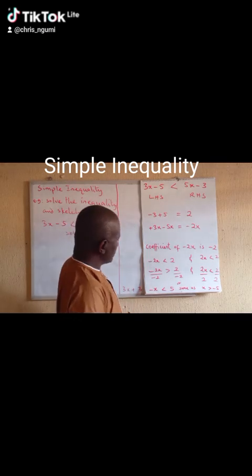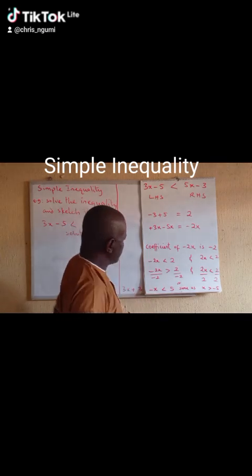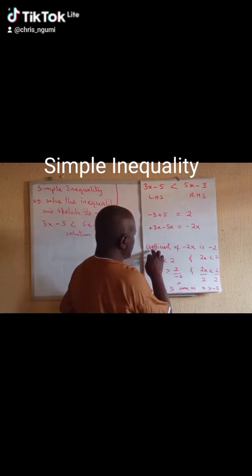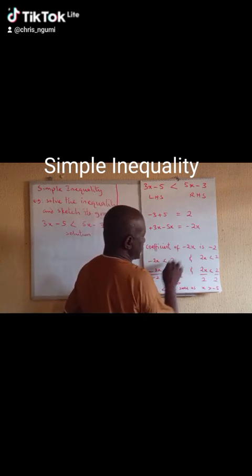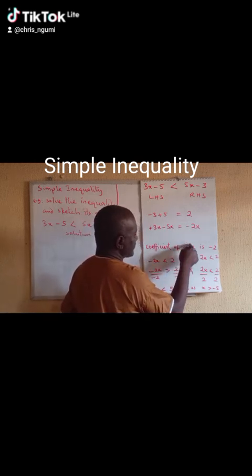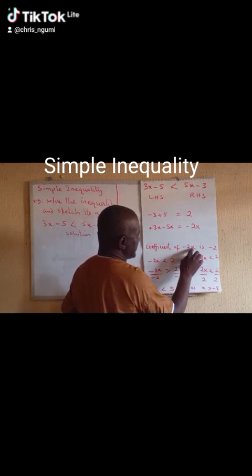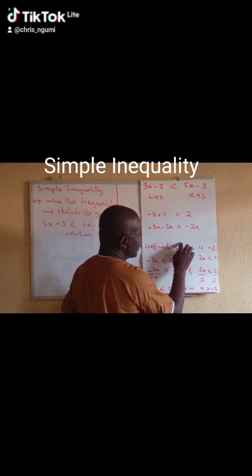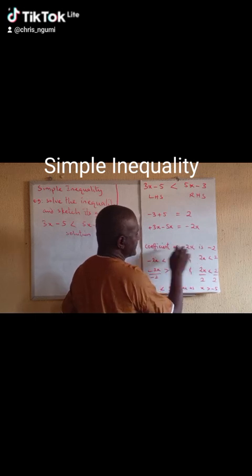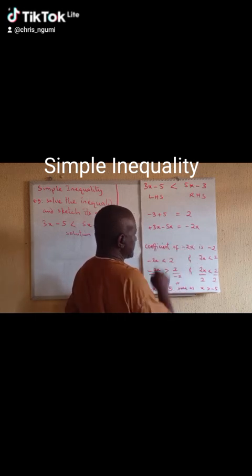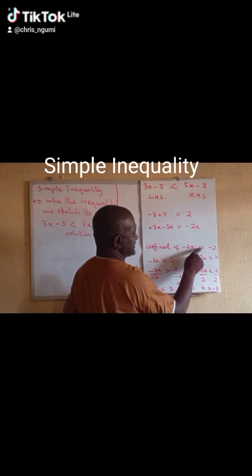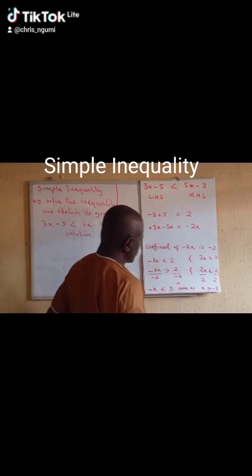Now, in our solution, when we are solving this problem, we are going to see the coefficient of minus 2x. And we said the coefficient is the number multiplying the alphabet. This x is the alphabet. There's a times here. So this number here is said to be the coefficient. That's why we are saying the coefficient of minus 2x is minus 2.